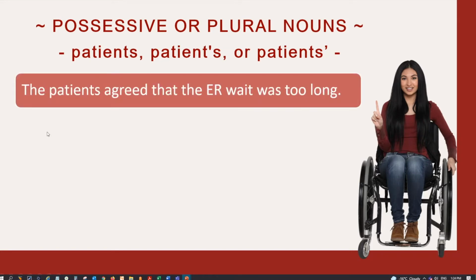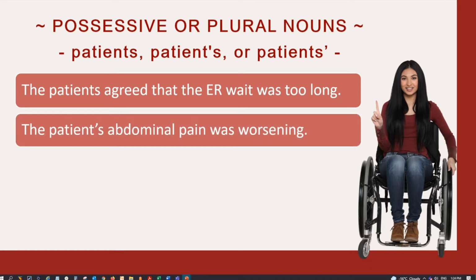Okay, so the patients agreed that the ER wait was too long. In this case, we're just talking about more than one patient. So we're just referring to a plural amount. So it's just patients with an S. There's no apostrophe there.